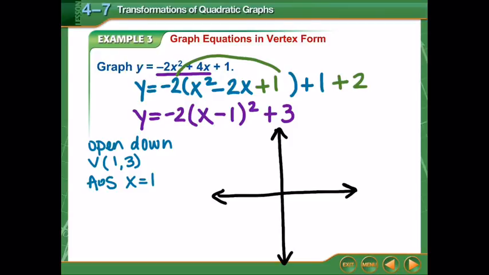Okay, so we're going to start with the vertex, which is at 1, 3. So I'm going to go over 1 and then up 3 spaces and put my vertex. I know that my graph is going to open down. I also know that the axis of symmetry is going to go through that point, so I'm going to draw an imaginary line that'll help me in just a second so that I know it kind of divides it into 2 pieces. Okay, so what I also like to do is get a couple of other points to be able to plot on here.